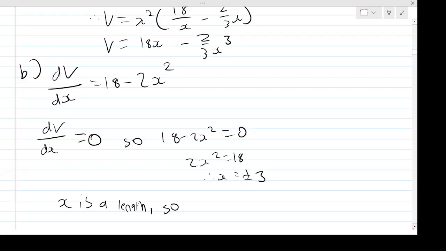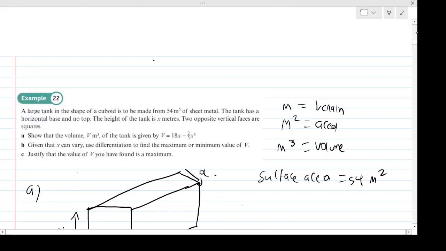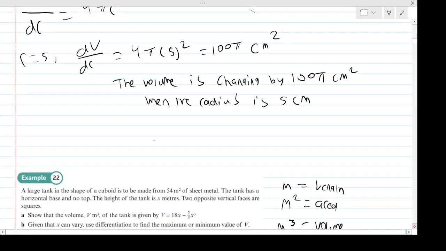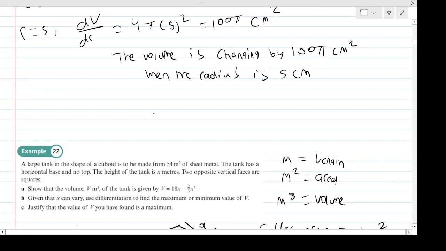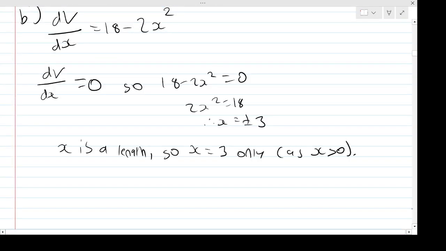So that means the only value of x we can take is positive 3. As x is positive, okay? So x cannot be negative 3. So there we are. So x is 3, and then that x will give me the maximum or minimum value because it's a stationary point, right? It'll be a maximum or a minimum in this case.